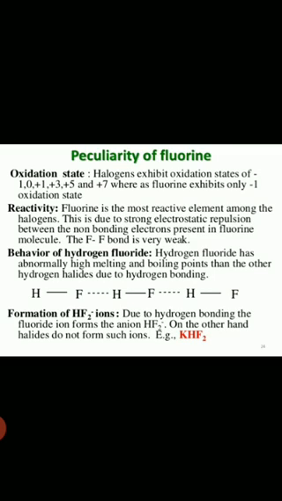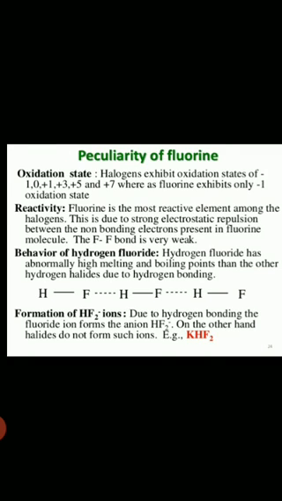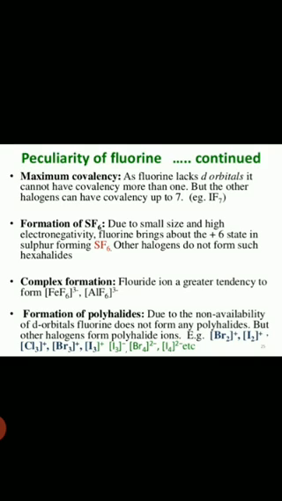Formation of HF2 negative ions. Due to hydrogen bonding, students, the fluoride ion forms the anion HF2 negative. On the other hand, other halides do not form such an ion. Right? An example is KHF2. Maximum covalency: as fluorine lacks d orbitals, it cannot have covalency more than 1, but the other members can have covalency up to 7.